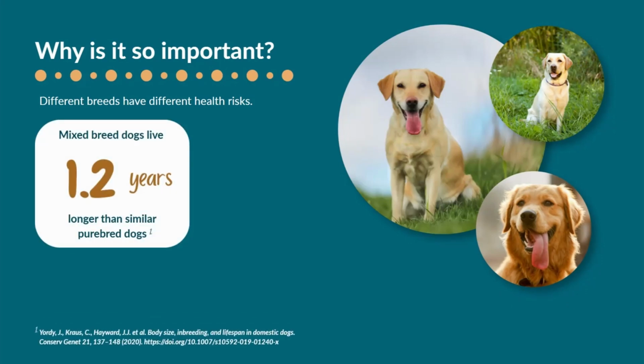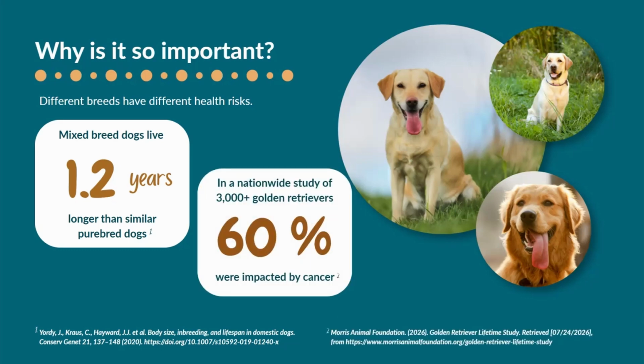Research has shown that mixed breed dogs live about 1.2 years longer than similar purebred dogs. And golden retrievers have a higher rate of certain cancers, like hemangiosarcomas, than many other breeds. The Golden Retriever Lifetime Study found that 60% of their more than 3,000 enrolled Golden Retrievers were impacted by cancer. By reading your dog's genome, your vet can have a better idea of what conditions your dog might be at risk for, can monitor for them, and with early detection may be able to provide your dog with a longer, happier life.